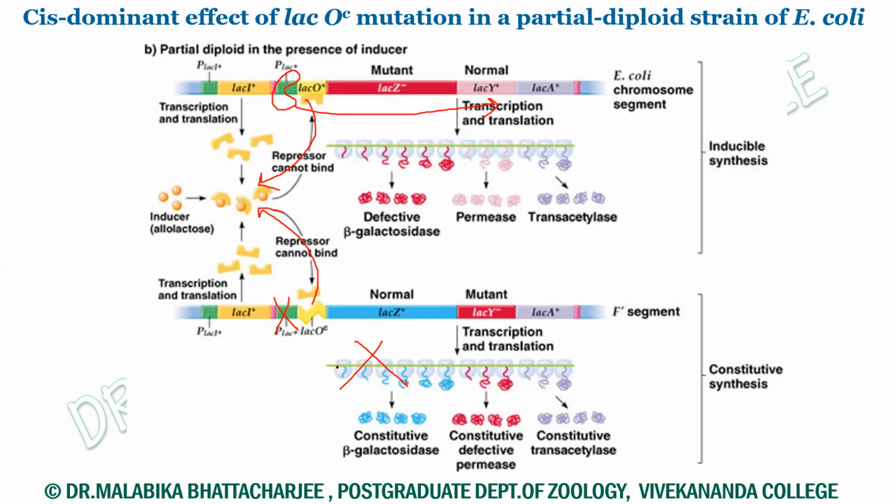So promoter mutation is also a cis-dominant mutation. It behaves exactly the same as the operator. The difference is, if the operator is mutated, that DNA becomes permanently switched on. If the promoter is mutated, that DNA becomes permanently switched off. This is the only difference, but the basic mode of action of the gene is the same. Both of these elements, the promoter and the operator, are exerting their effect on the downstream structural genes, and both are cis-dominant mutations.